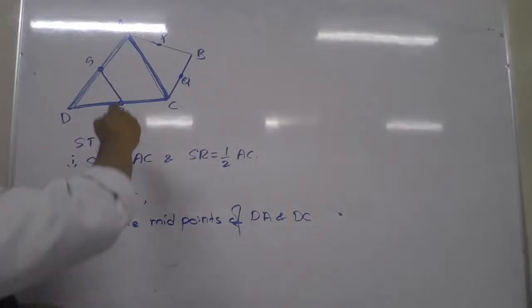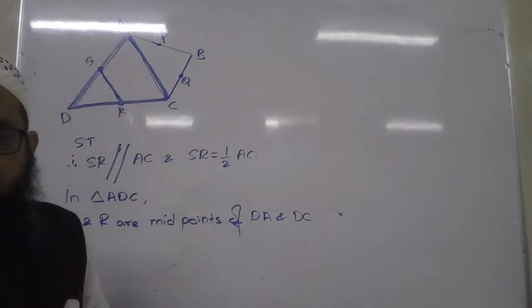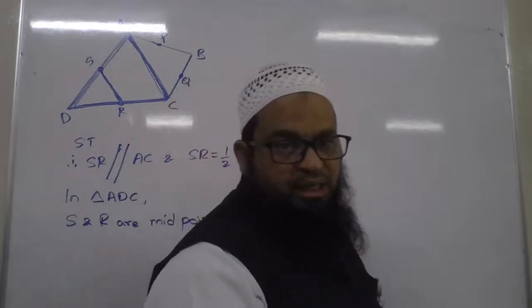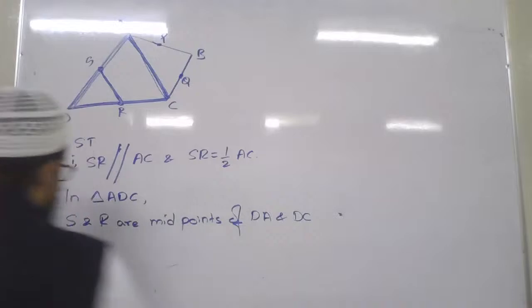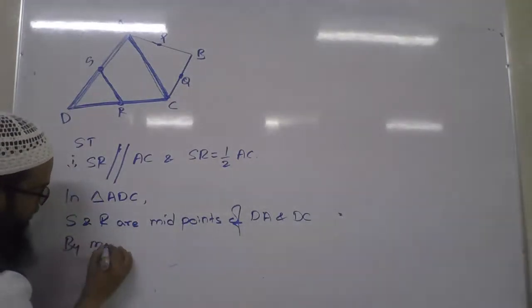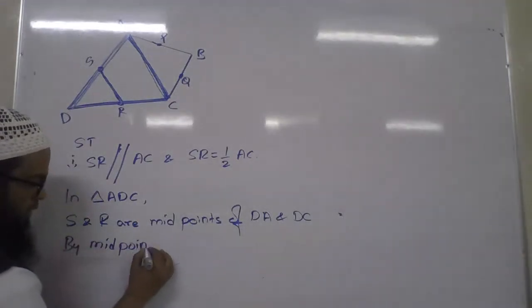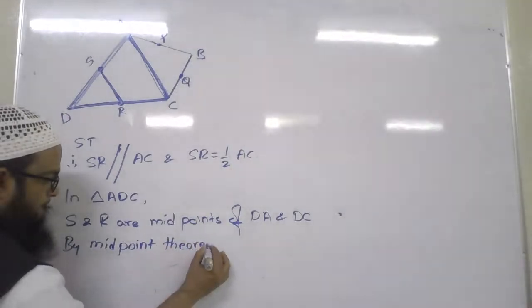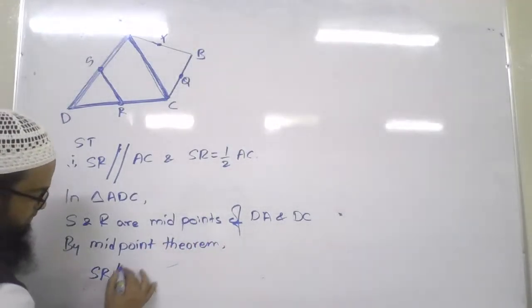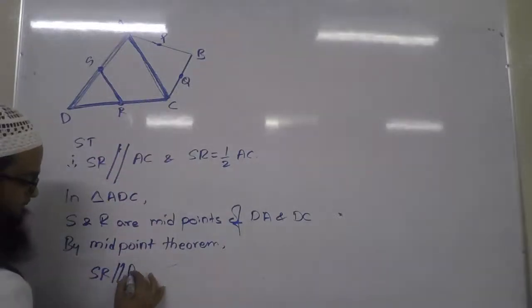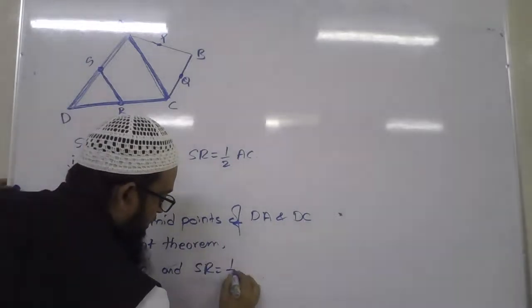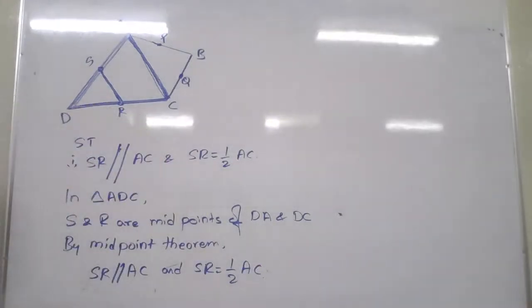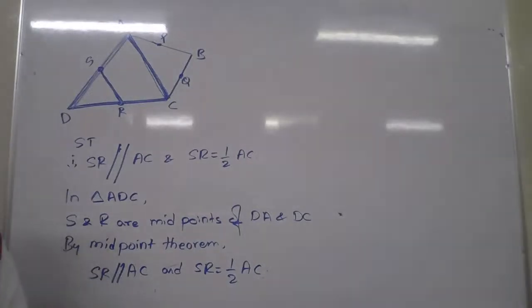So now what is SR? SR is the line joining the midpoints. Am I right? So, by midpoint theorem, SR is parallel to AC and also SR is equal to half of AC. Understood everybody? SR is parallel to AC and half of AC. Got it?